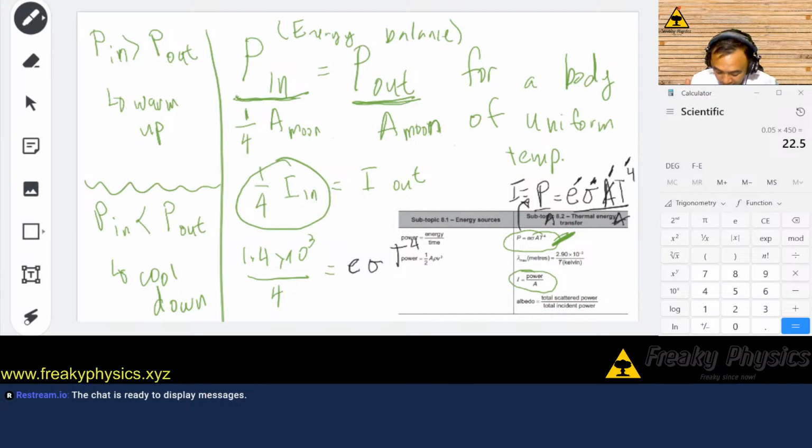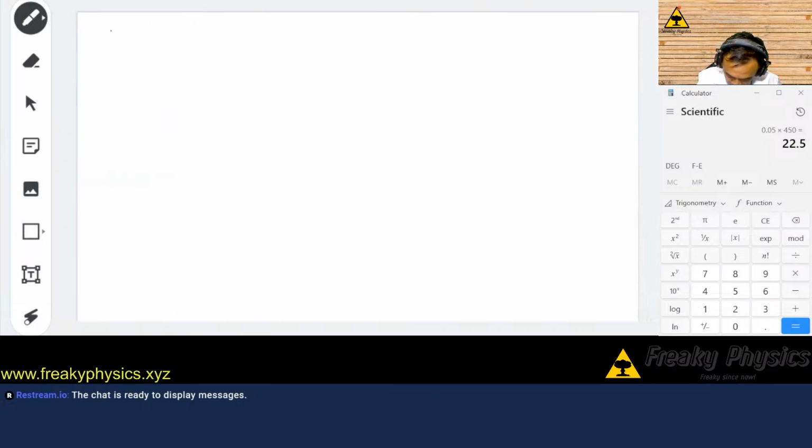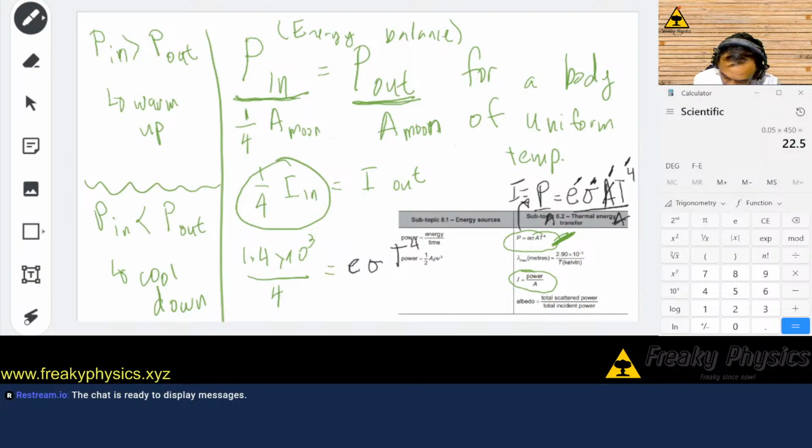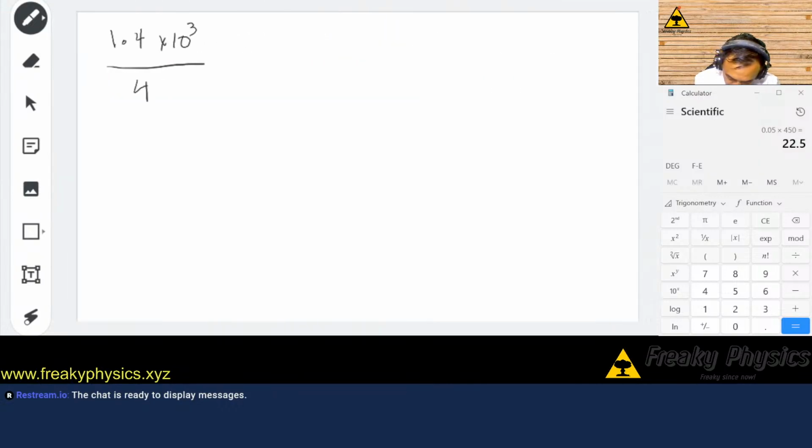Okay, and now we're going to solve for the temperature. So let's put that here now: 1.4 times 10 to the 3 over 4 is equal to emissivity. We're going to treat this as a black body, right? Oh, we forgot something, but we'll get back to that. Okay, the emissivity is going to be 1.